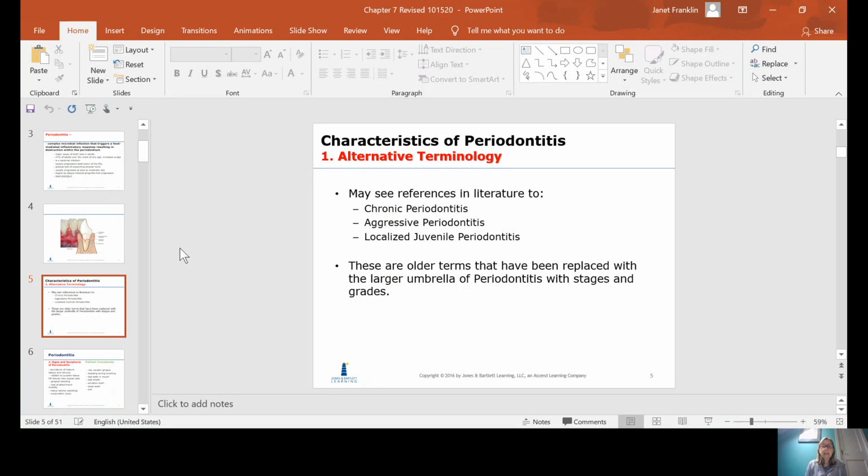So characteristics of periodontitis. You may see it referenced as chronic periodontitis, aggressive periodontitis, or localized juvenile. Those are all older terms. Since 2017, when they revised all the classifications, we're trying to move away from those terms, but you will still see those terms commonly out in practice.